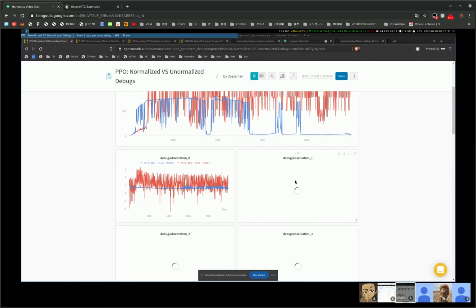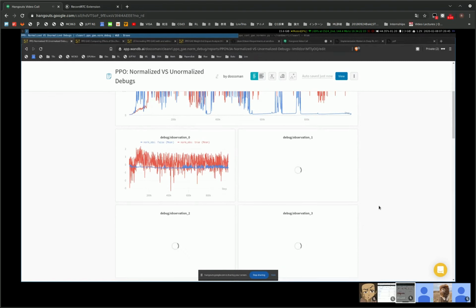Just a for loop over the vector of observation. Oh, I see. You're looking at each individual element in the observation. Yes. I see. Okay, I got you. So this is what comes in. I standardized the color, and the blue is basically no normalization. The red one is observation normalization.